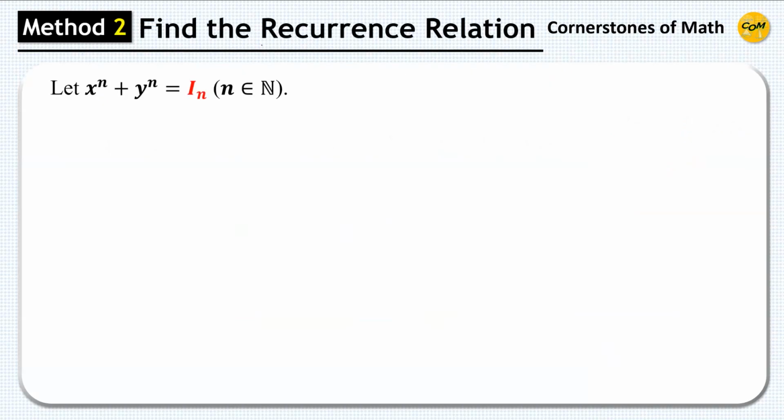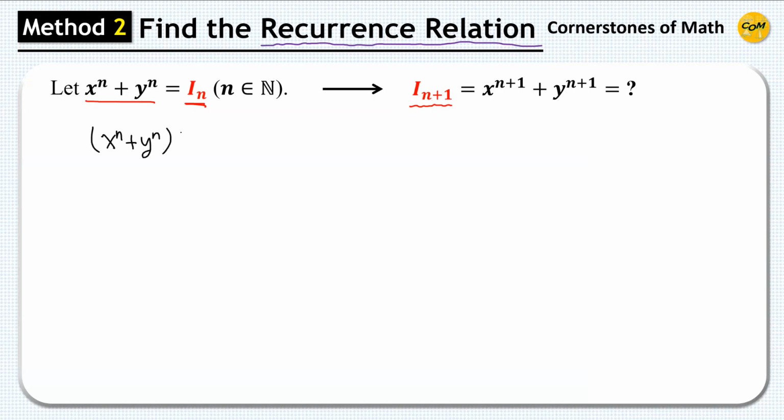So let us venture into another method, which is to find the recurrence relation of a sequence. That is, let I_n = x^n + y^n for all natural numbers n. Then how do we find the value of the next term of this sequence, I_(n+1)? Well, inspired by the previous method, we can start by multiplying x^n + y^n and x + y.